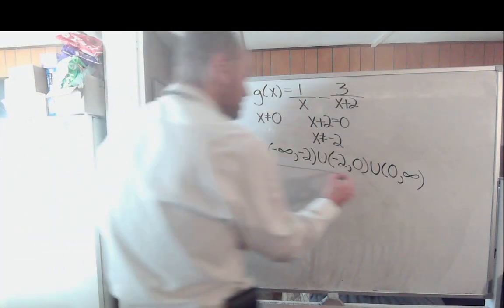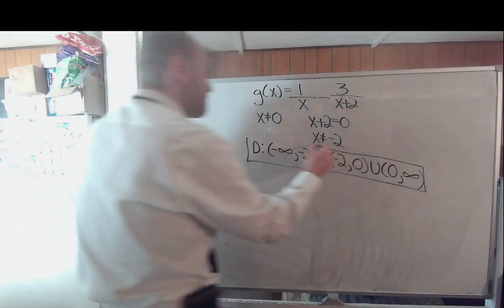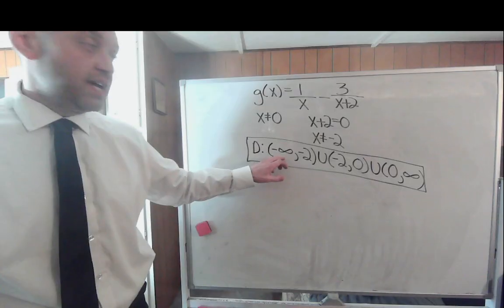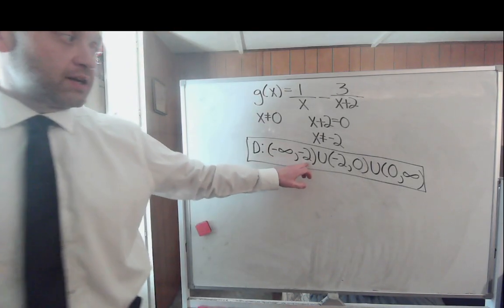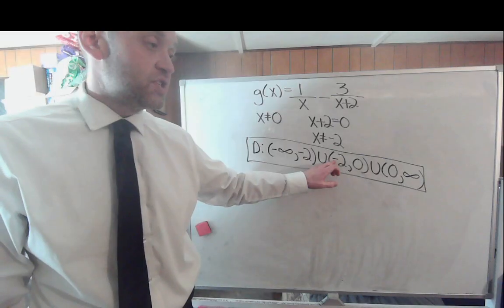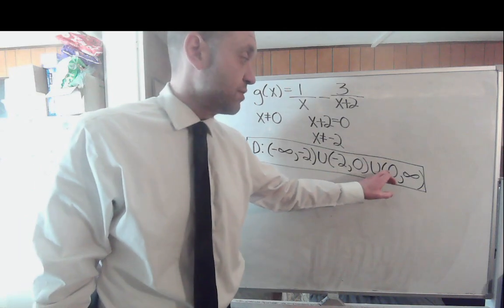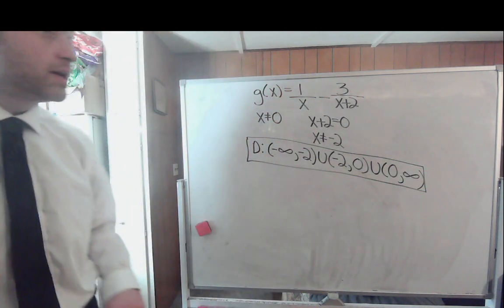So that was kind of a long domain. That was a very long domain. So domain is negative infinity to negative 2 non-inclusive, in union with negative 2 non-inclusive to 0 non-inclusive, in union with 0 non-inclusive to infinity. And I got one more.